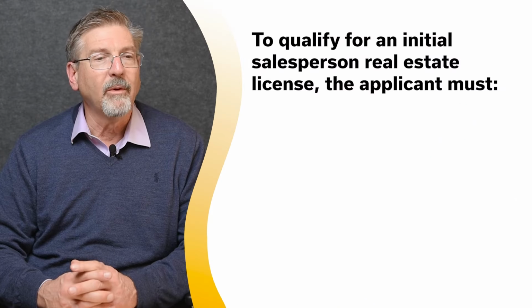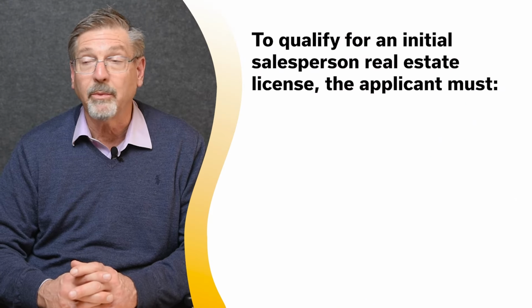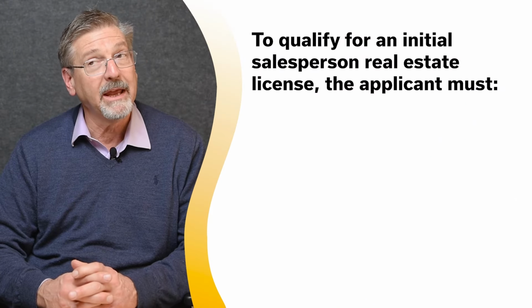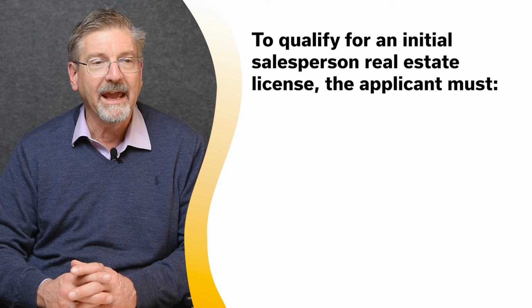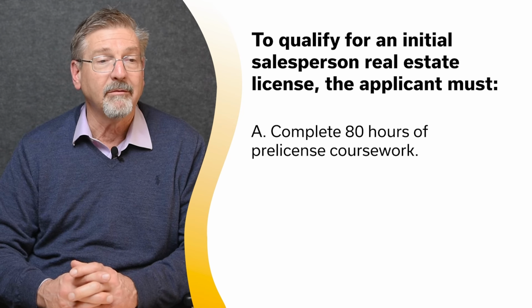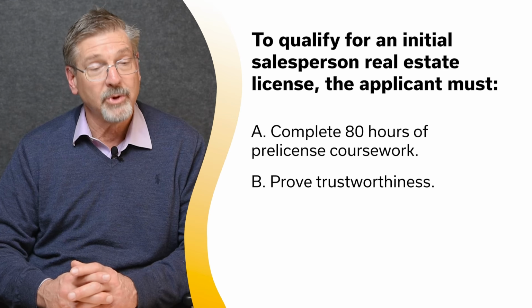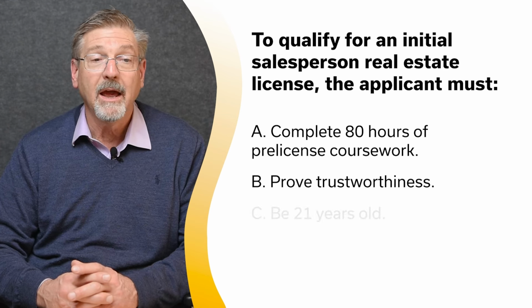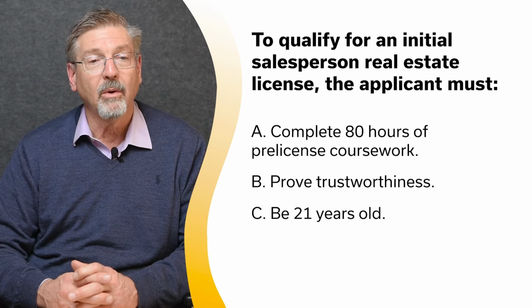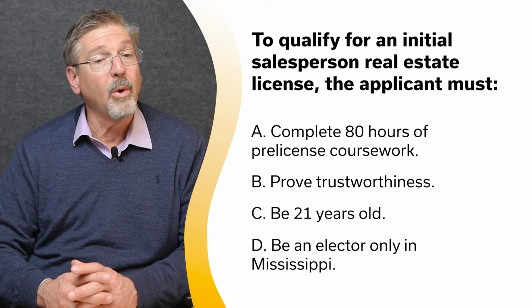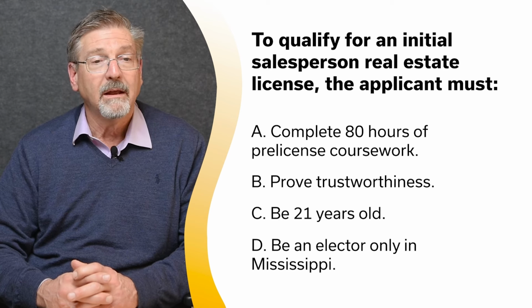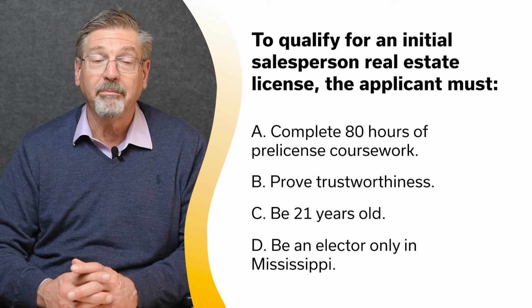To qualify for an initial salesperson real estate license, the applicant must A. Complete 80 hours of pre-license coursework. B. Prove trustworthiness. C. Be 21 years old. Or D. Be an elector only in Mississippi. The correct answer is B.